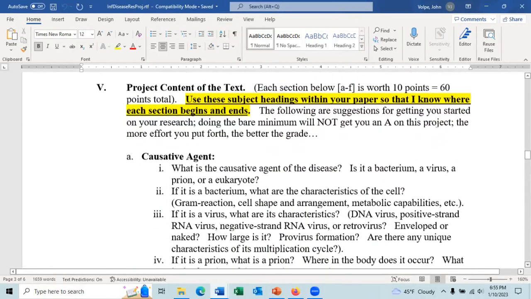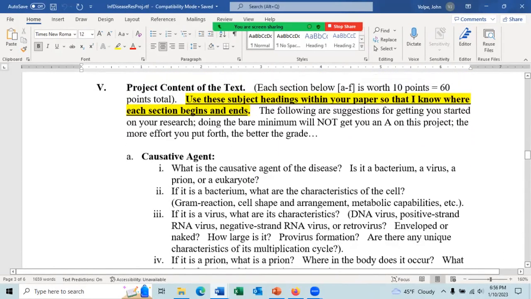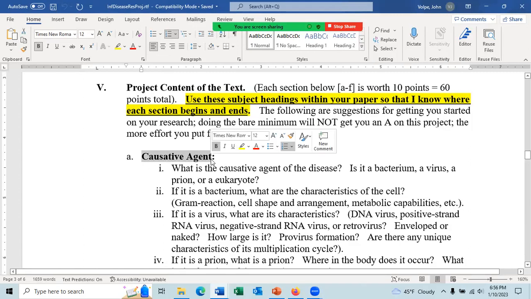The project and the text was worth 60 points. You should break it out into sections that have a heading, and one will be causative agent. If you do not have causative agent as a subheading or a heading, you will receive a penalty. Okay, meaning I want it to be certain which is which section.